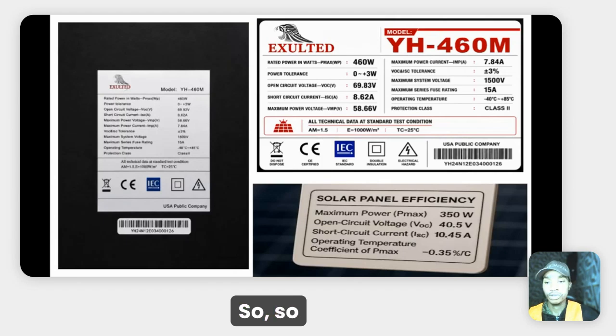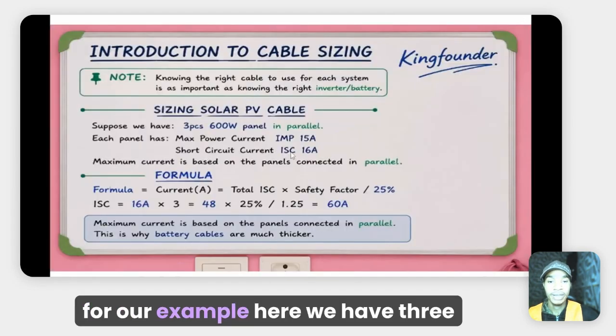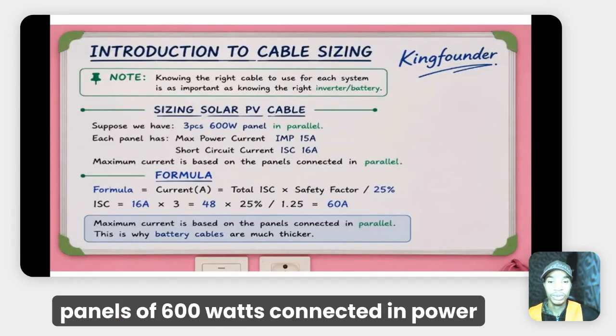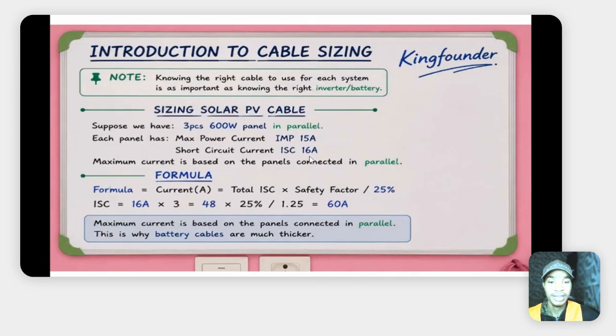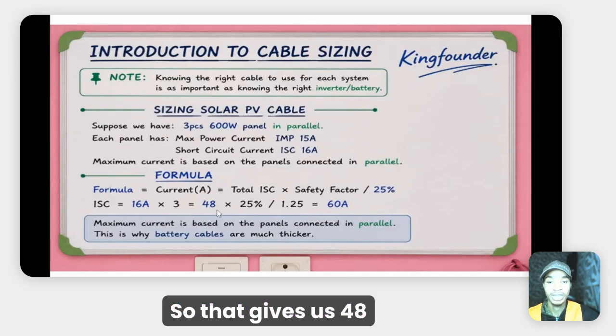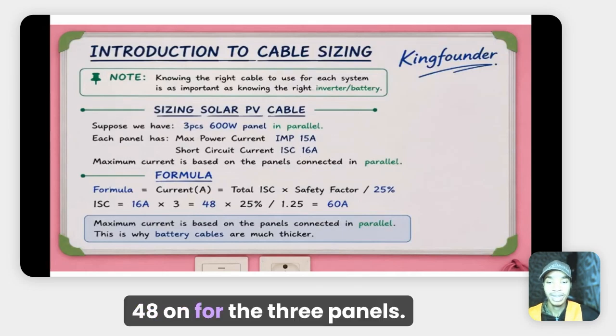So for our example here, we have 3 panels of 600 watts connected in parallel, and each has an ISC of 16 amps. So that gives us 48 amps for the 3 panels.